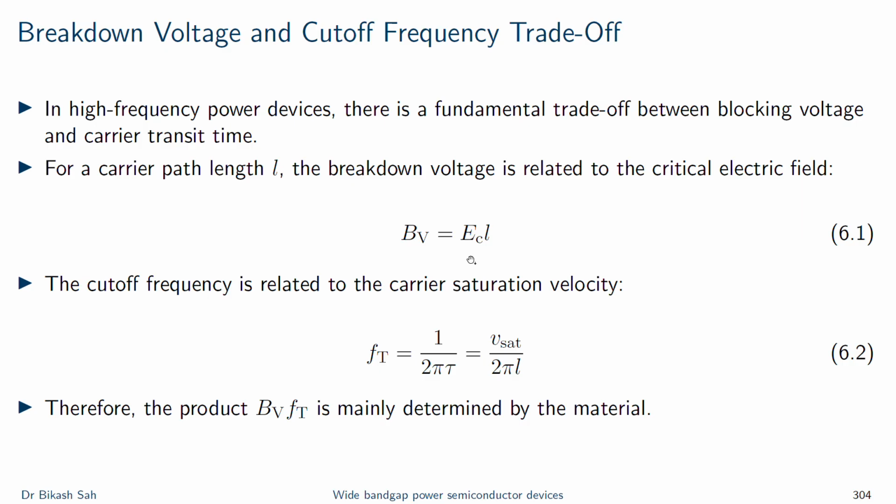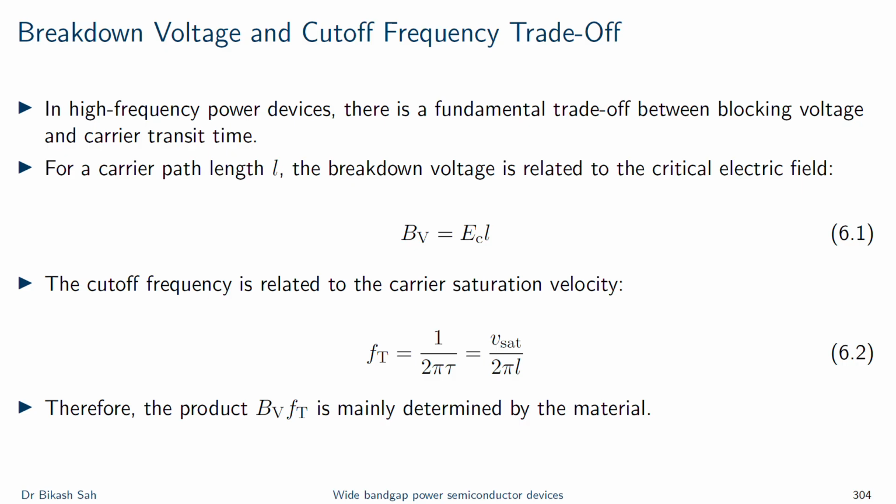That means we increase L, right? But increasing distance has a cost. The carrier transit time increases and the cutoff frequency decreases. The second equation that you see here expresses this as a relation of Ft to the saturation velocity divided by the carrier path length. When we multiply breakdown voltage and Ft, the path lengths cancel out.